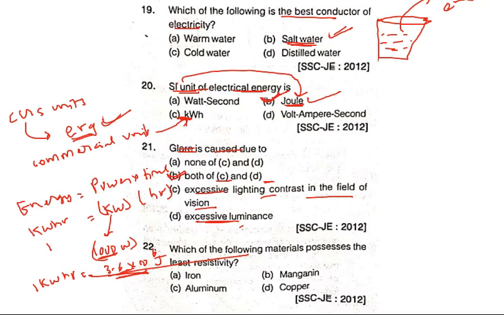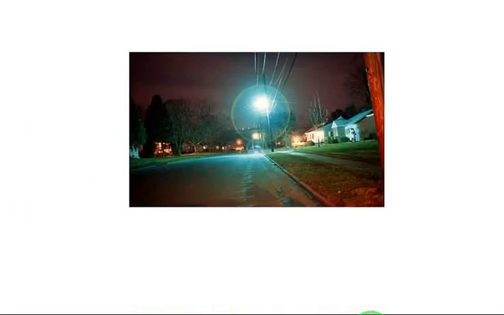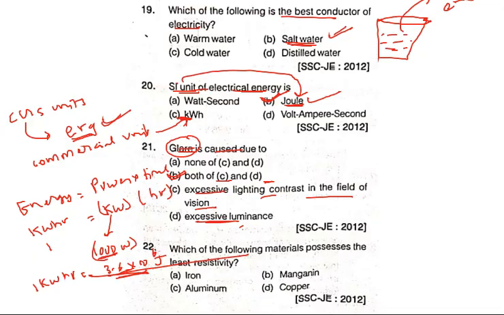How does glare appear to be? Just have a look at this. For better understanding, I am showing this. This is a glare, excessive luminance. We are unable to see the object when it is like this. Excessive lighting contrast, so it appears to be like this. Glare means this is the case. Lighting will be like this. Just for understanding, I am showing this.